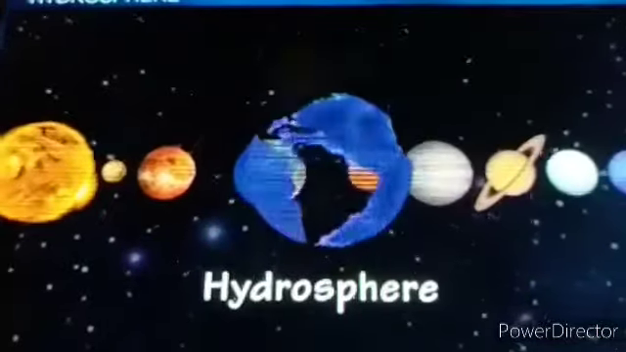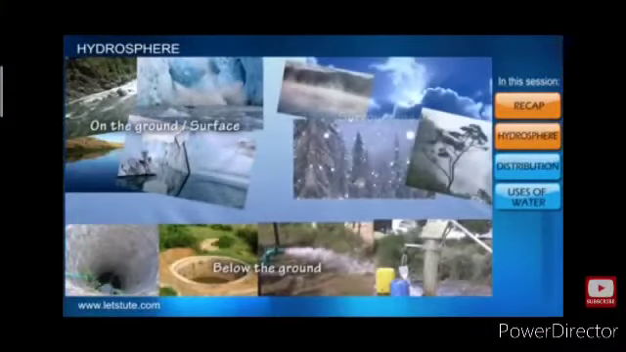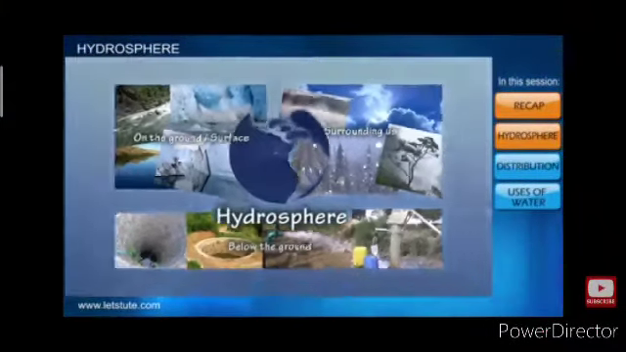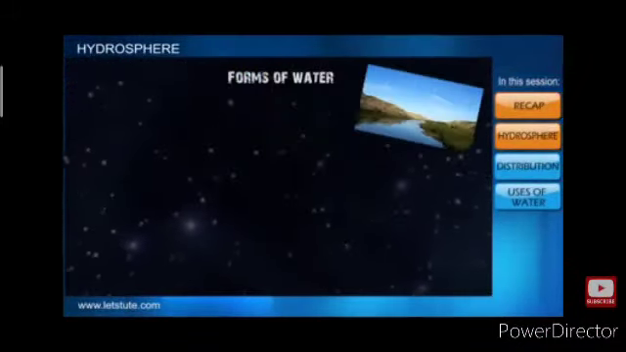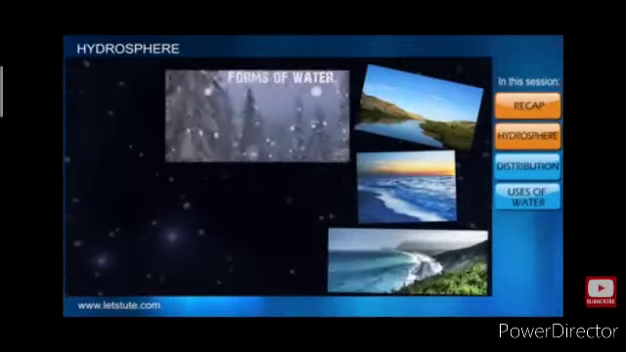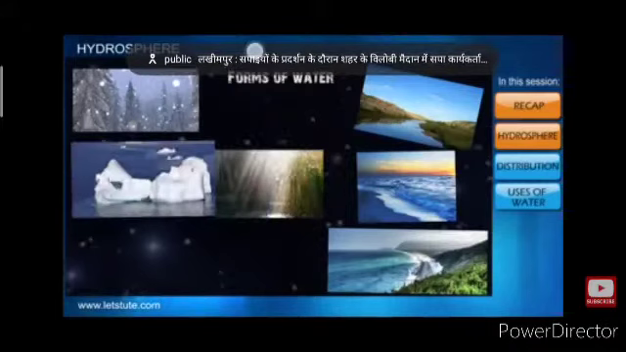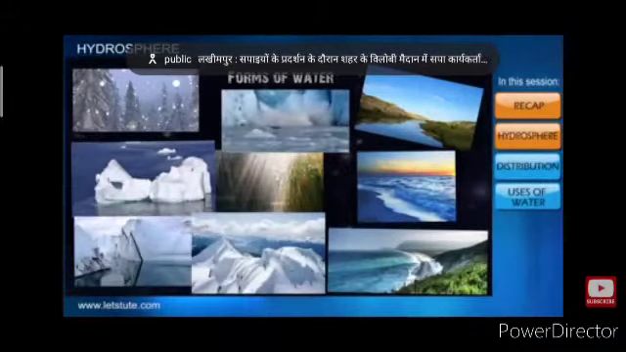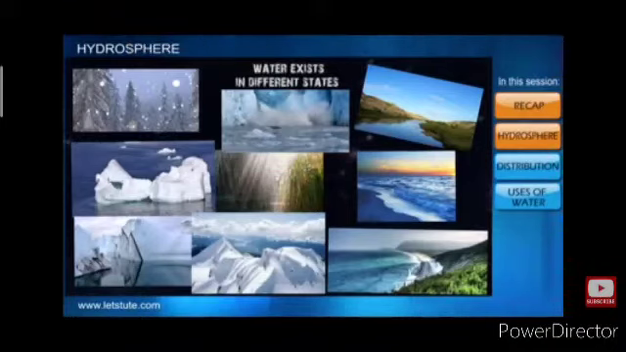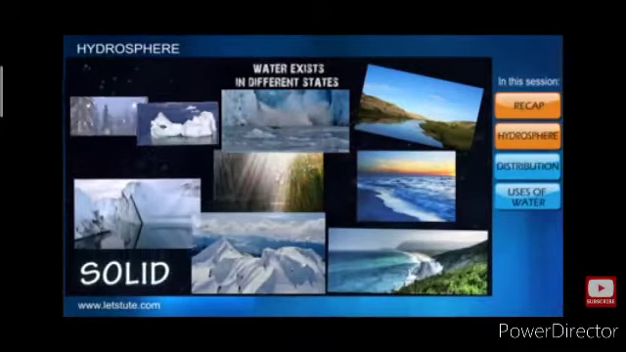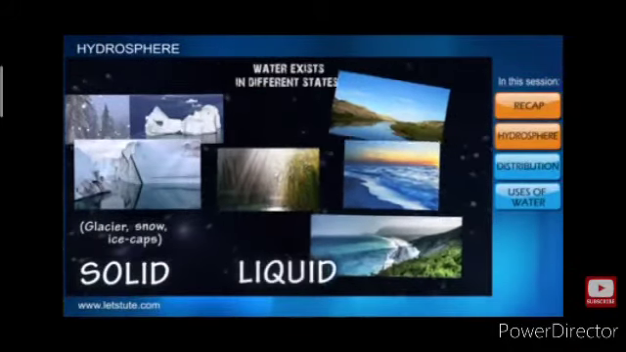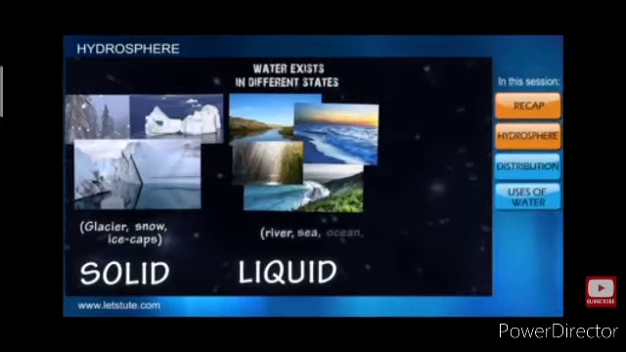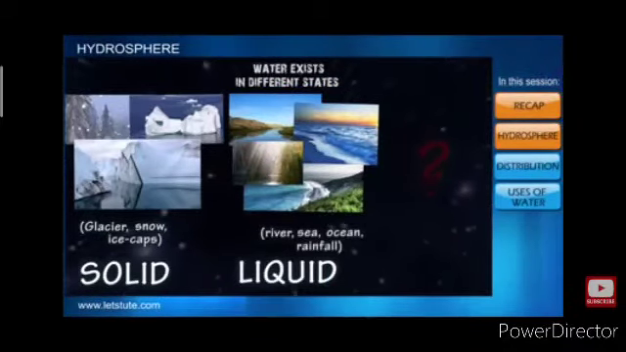We all know all the water on the surface, below the ground and surrounding the earth comes under hydrosphere. We can also see water in different forms like in rivers, seas, oceans, snow, rain, glaciers, ice caps, etc. Here, if we observe, water is present in solid form in glaciers, snow and ice caps, whereas it exists in liquid form in rivers, seas, oceans and rainfall.